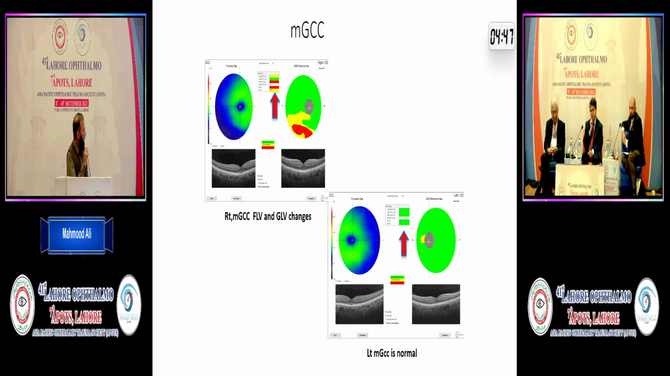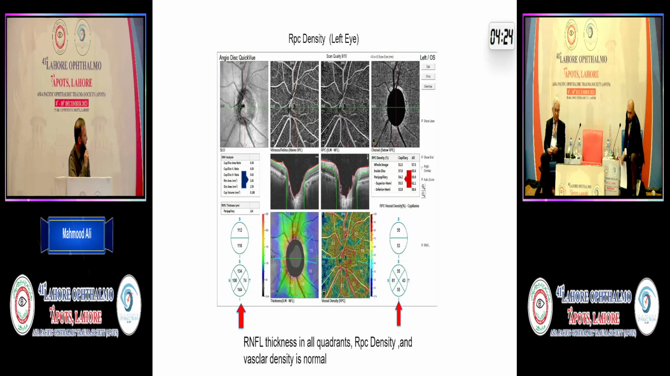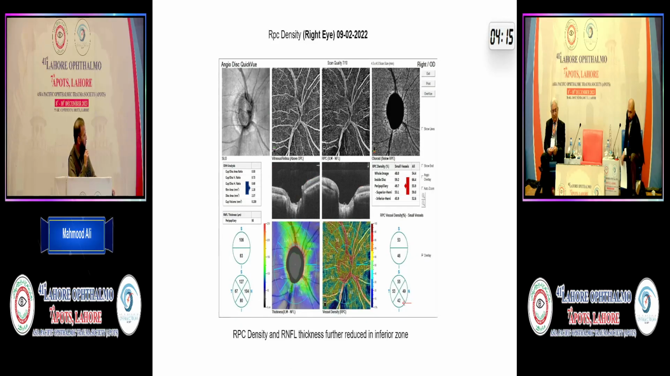Now, this is the ganglion cell complex of the same patient, and we can see that there are changes in the ganglion cell complex of the right eye, whereas the ganglion cell complex of the left eye is normal. And we can see that the OCT angio of the right eye is also showing thinning in the peripapillary superficial vascular density in the inferior quadrant, whereas the OCT angio of the left eye is perfectly normal and the density is more than 50% in all quadrants.